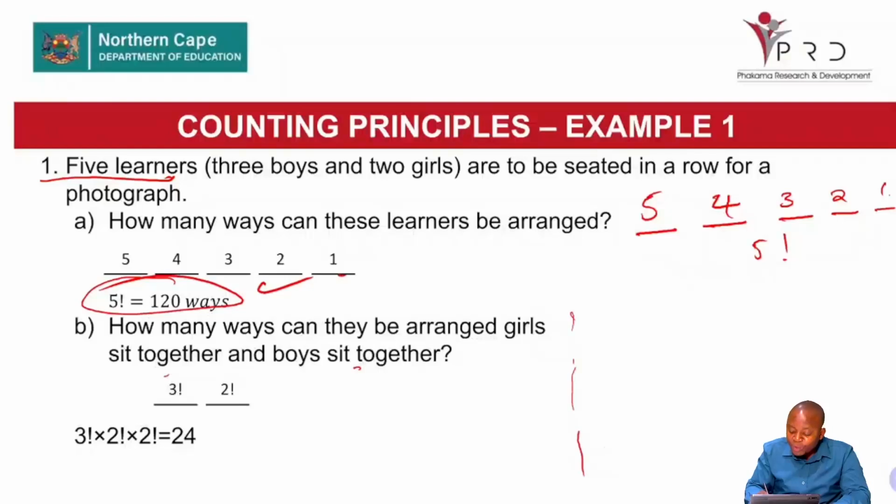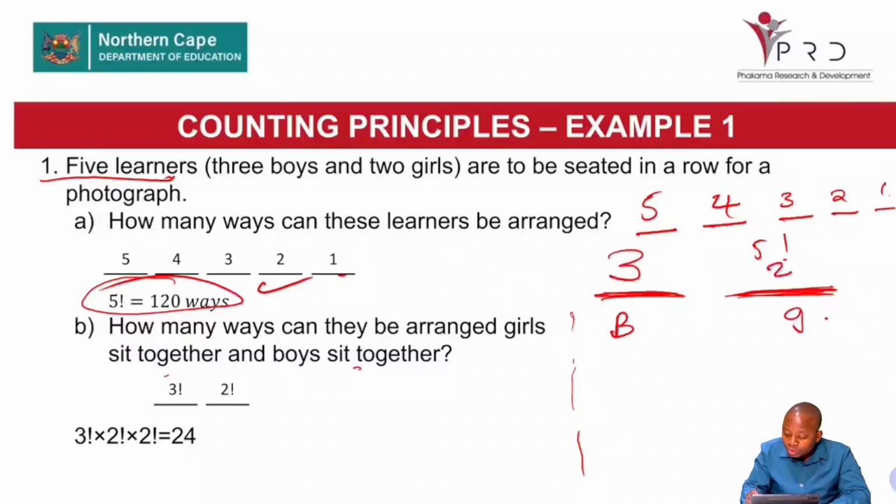So what are we doing here? We are grouping them: all the boys in 1 position, all the girls in 1 position. Here are my boys, here are the girls. The boys are how many? 3. The girls are how many? 2. But the 3 boys can sit anyhow, so we have 3 factorial. We have the 2 factorial, and the girls also can sit anyhow. Maybe this is a bench.